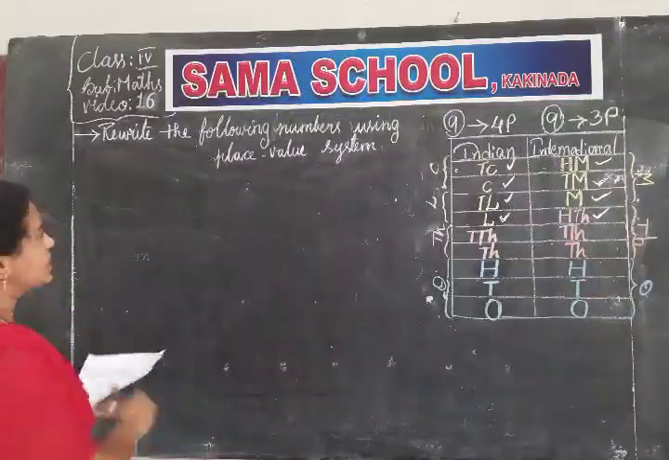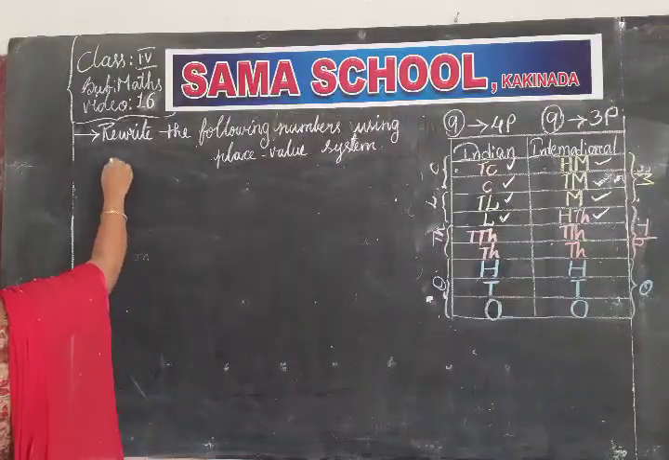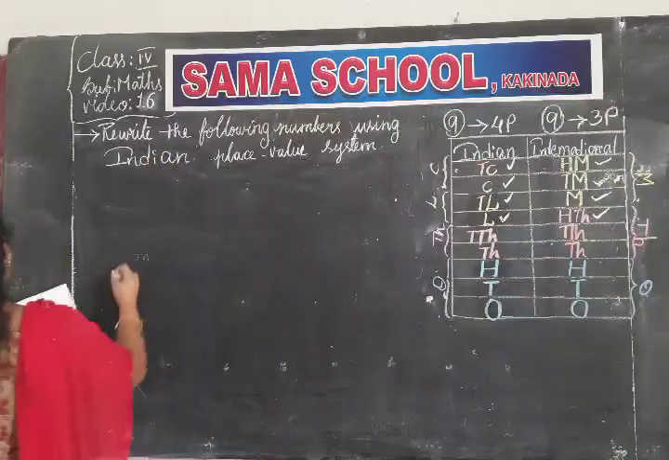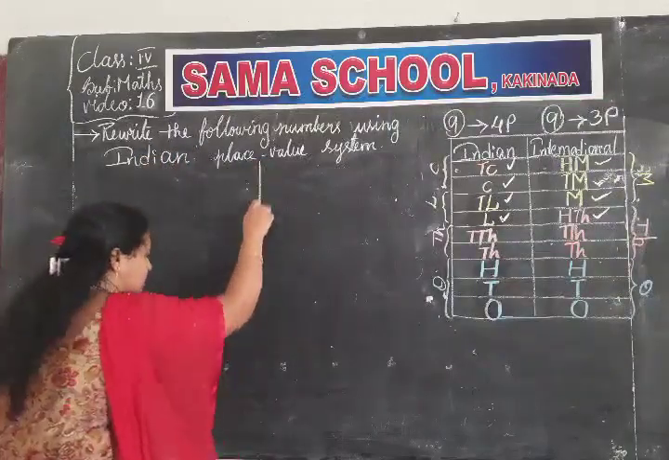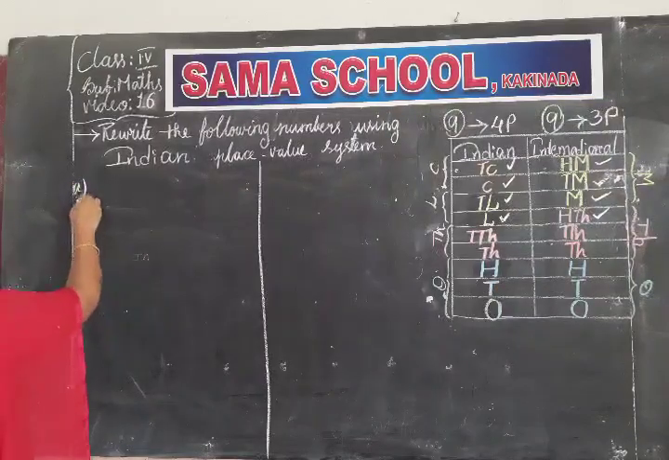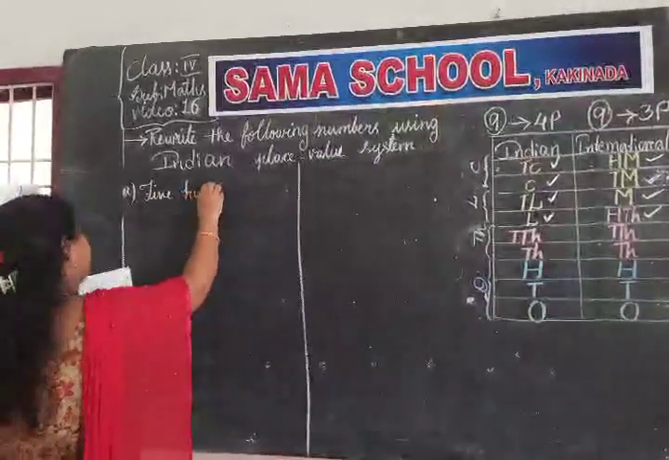Rewrite the following numbers using the Indian place value system. Let us take two examples and I will explain. 500.